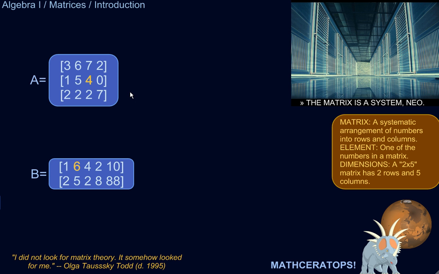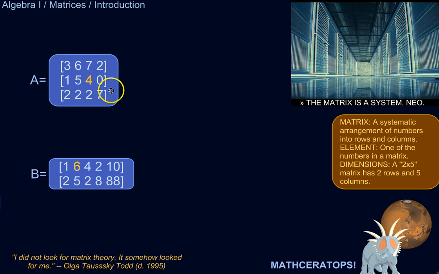You can solve systems of linear equations with them. You might have solved a system of two or three equations. You could solve a system of like 30 linear equations with a matrix, and it'd be a lot easier than graphing all 30 equations. Anyway, a matrix is a systematic arrangement of numbers into rows and columns.